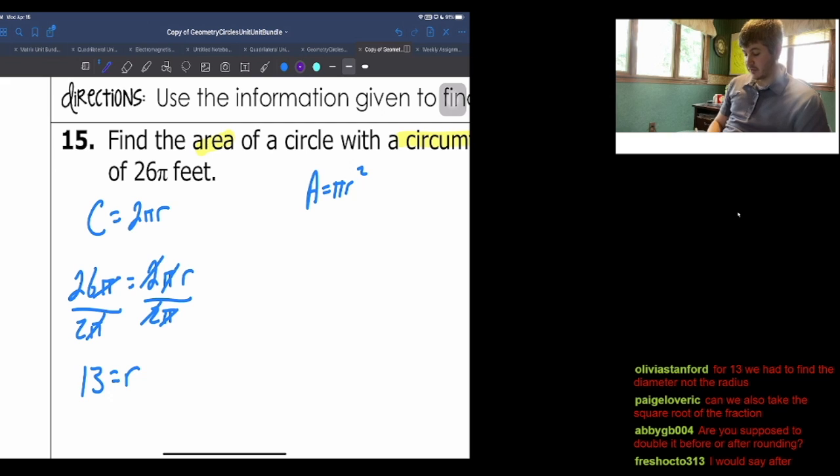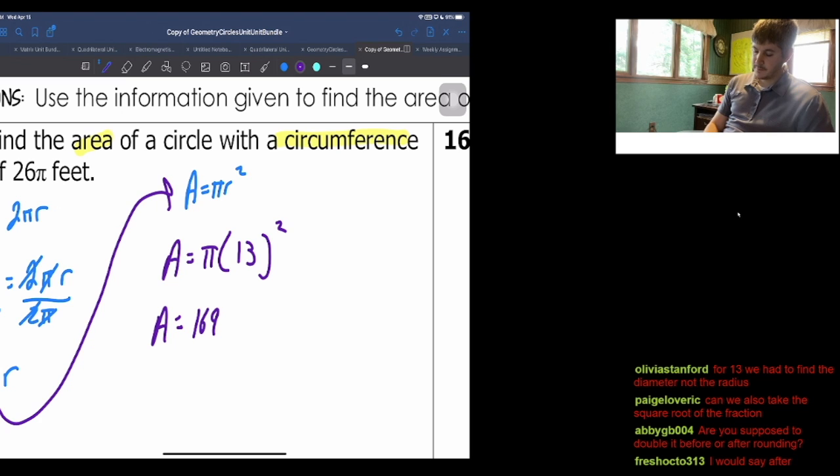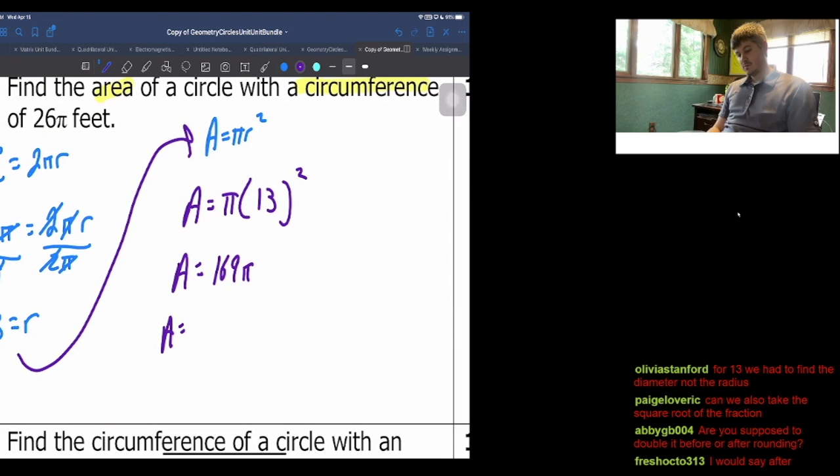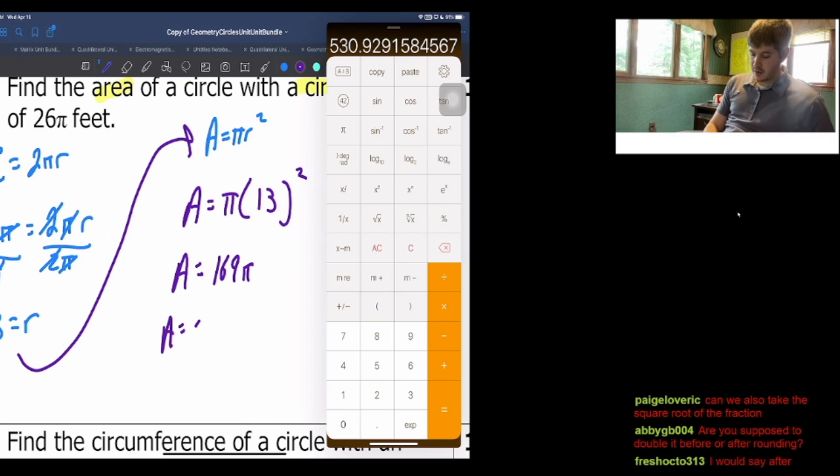Now that we know the radius is 13, we can go back to the area formula and figure out what the area is supposed to be that way. So A equals pi times 13 squared. So we get A is equal to, what's that, 169 pi? Or, rounded to the nearest tenth, 169 times pi, 530.9.